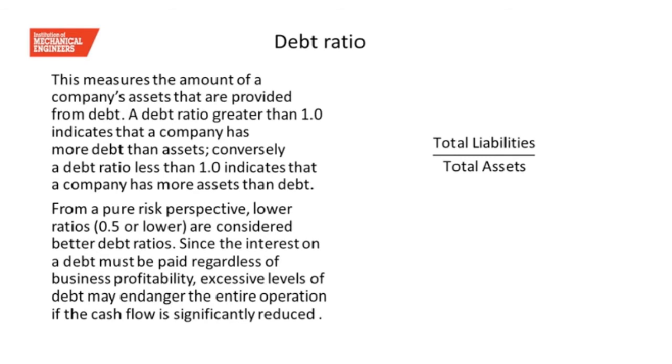And excessive levels of debt obviously may endanger the entire operation if cash flow is significantly reduced. Companies unable to service their own debt may be forced to sell off assets or go into receivership. A higher debt ratio, 0.6 or higher, makes it difficult to borrow money. Lenders often have debt ratio limits and are not prepared to extend further credit to the business.